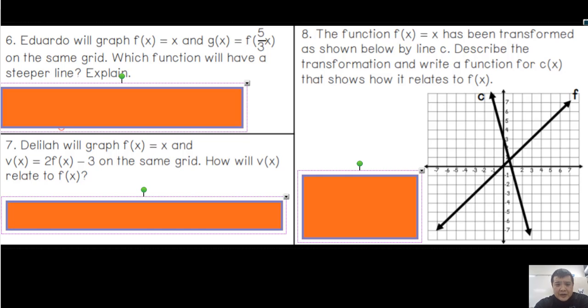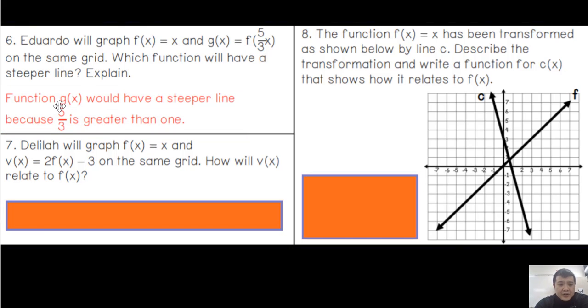Eduardo will graph f of x equals x and g of x equals f 5/3 of x on the same grid. Which function will have a steeper line? Go ahead and try this one out and explain it on your own. What you should have found is that g of x would have a steeper line because 5/3 is greater than 1, and it would specifically have a slope of 5/3.